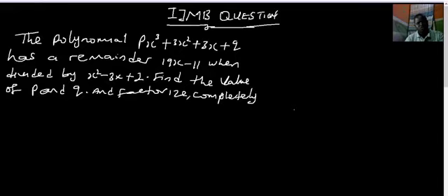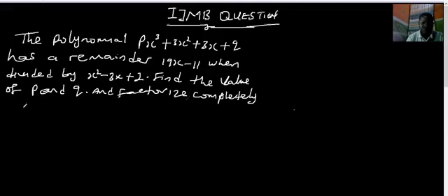So let's look at this question. It's an IJMB question. It says the polynomial px cubed plus 3x squared plus 3x plus q has a remainder 19x minus 11 when divided by x squared minus 3x plus 2. So find the value of p and q, and factorize completely.